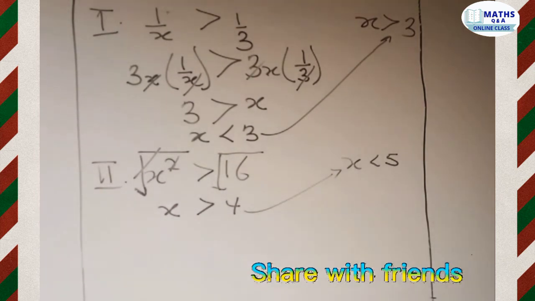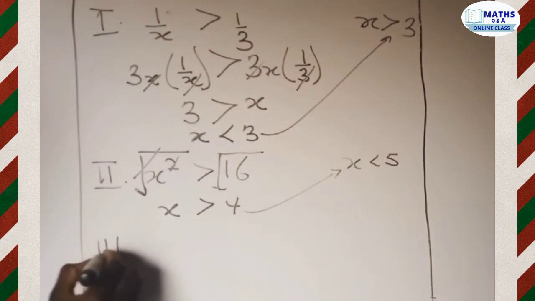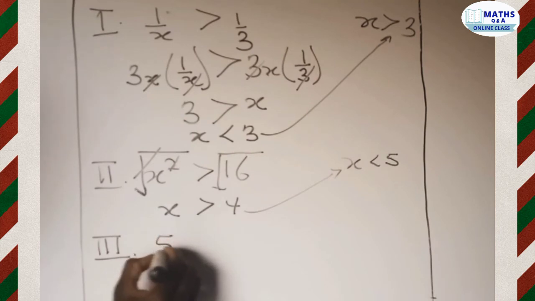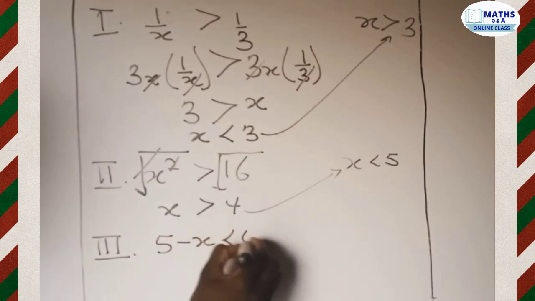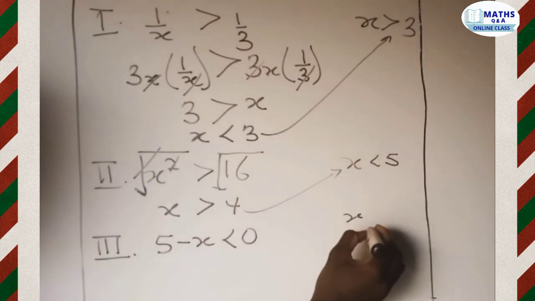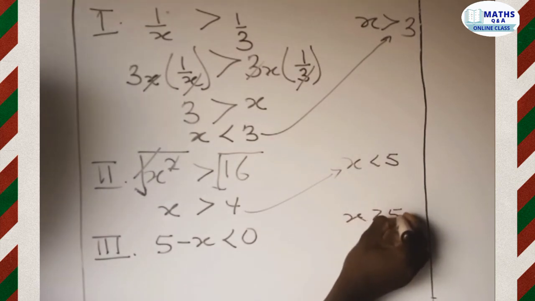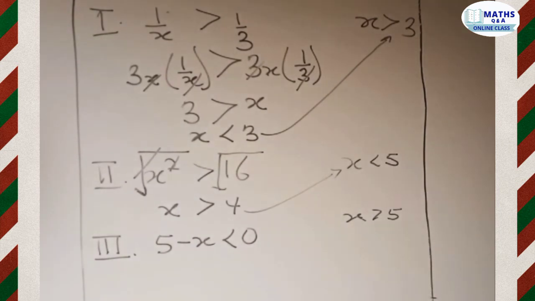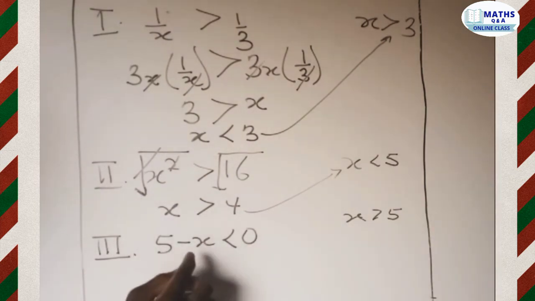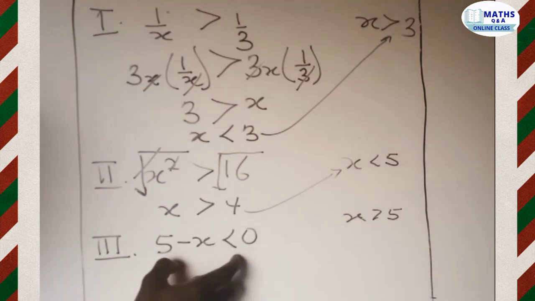Now let's move on to the third one. III states that 5 minus x is less than 0, and x is always greater than 5. Now let's compare. 5 minus x less than 0. So what we're going to do is to make x the subject of this inequality.